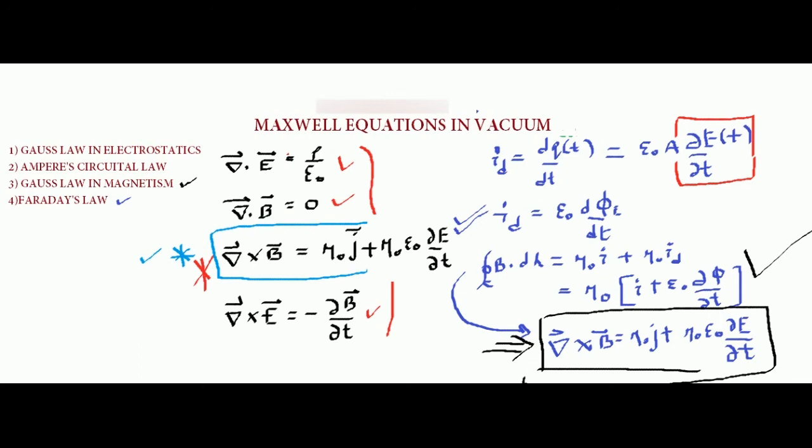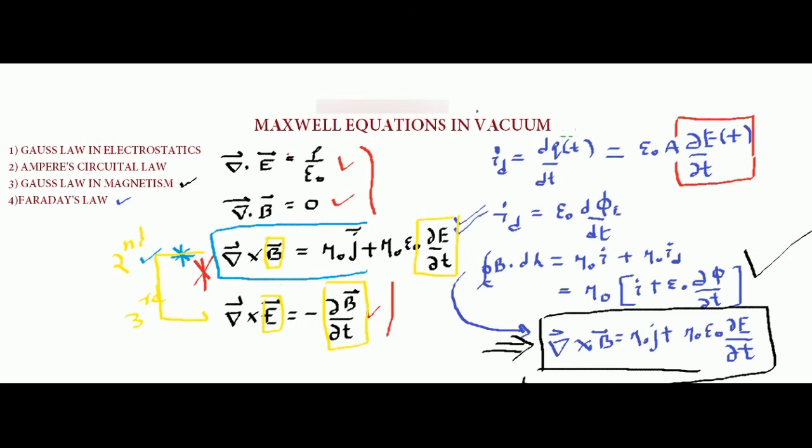Why is Maxwell happy? Because this particular extra addition of the term created a symmetry between the second and the third equation. So what is the symmetry? You see, the second equation is saying that a changing electric field can be responsible for a magnetic field, and a changing magnetic field can be responsible for an electric field. This is the symmetry that was brought by Maxwell after modifying the Ampere circuital law.